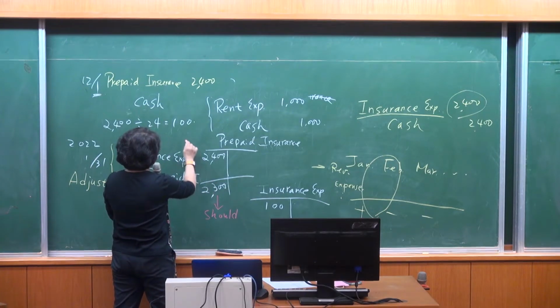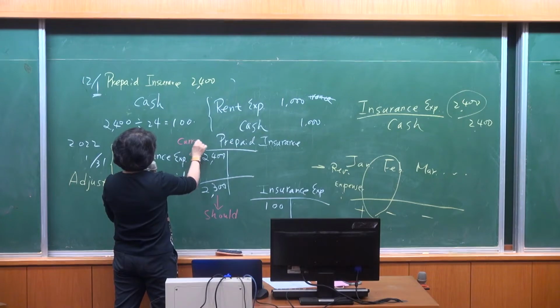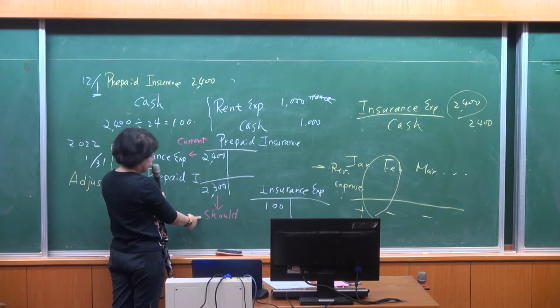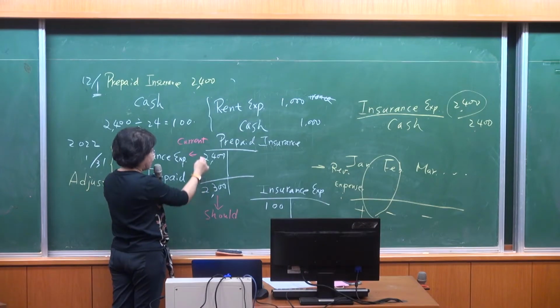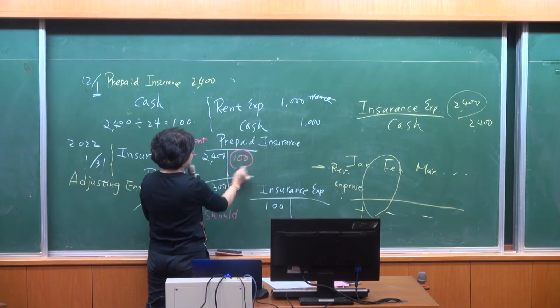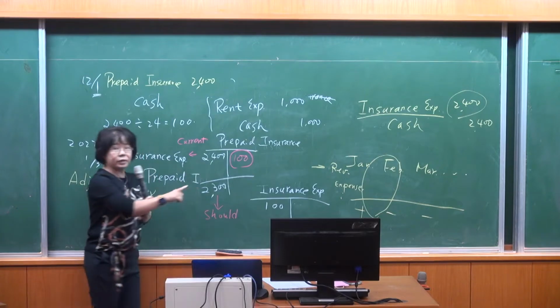This is the current balance before you do the adjusting, and this is what the balance is supposed to be. How are you going to make 2,400 into 2,300? Definitely you need to adjust 100 from the credit side.